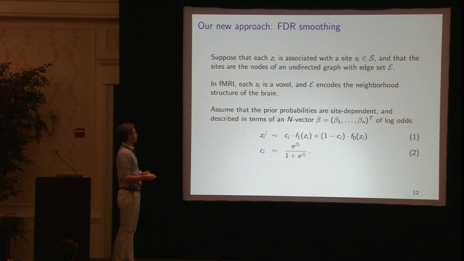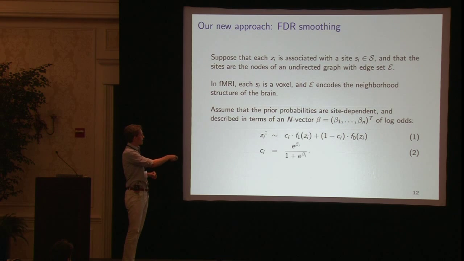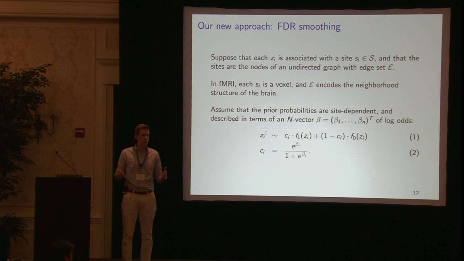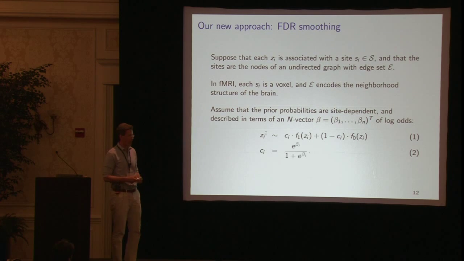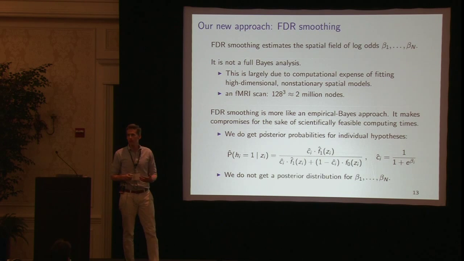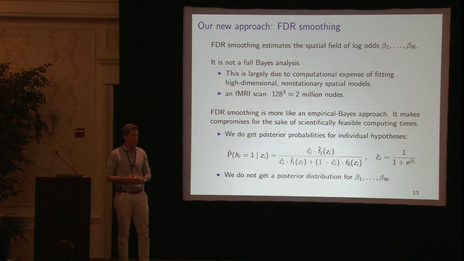But just for now, let's roll with it, and we'll parameterize these prior inclusion probabilities in terms of this underlying graph of log odds, beta_i. So beta_i is going to be my choice variable here. That's the log odds of coming from the signal population at site i in the undirected graph. All right? And so our procedure, FDR smoothing, is a way of estimating that underlying spatial field or graph of log odds in light of the observed z-scores at each of those nodes.